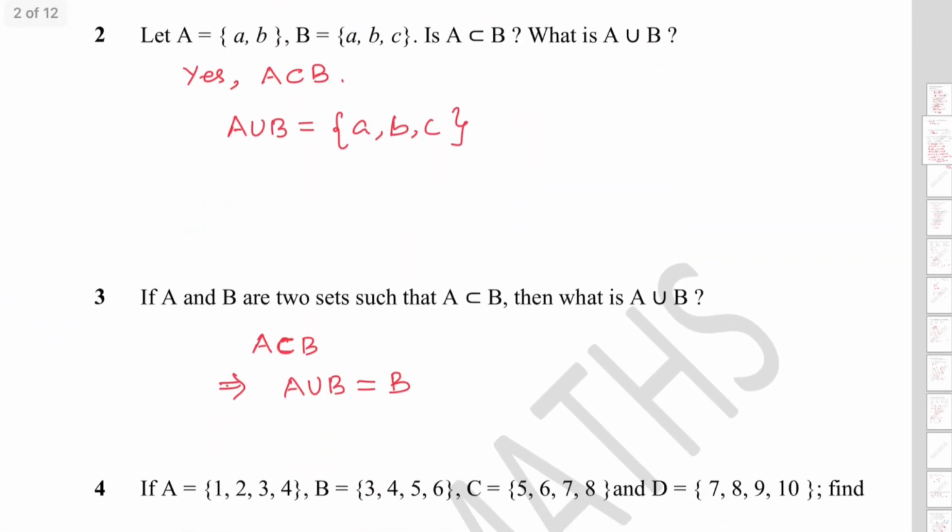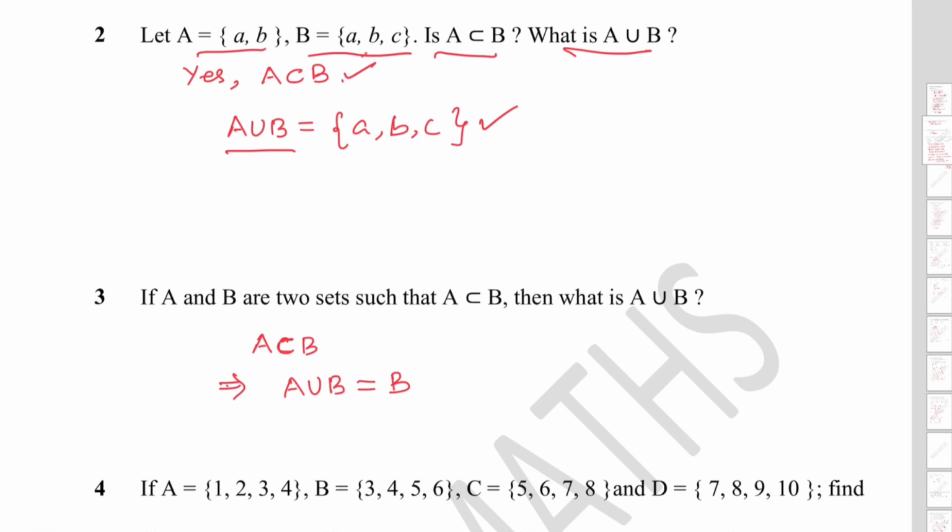And question number 2, set a is a, b. Set b is a, b, c. Is a a subset of b? And what is a union b? These are the questions. And when you see that, set a has elements a, b, and set b has elements a, b, c. So all the elements of a are in set b. Therefore a is a subset of b. So the first question, yes, it is true, a is a subset of b. And a union b is a, b, c. Collecting all the elements of a and b, you get a, b, c.